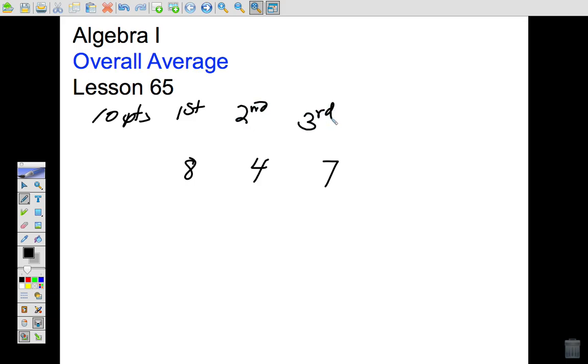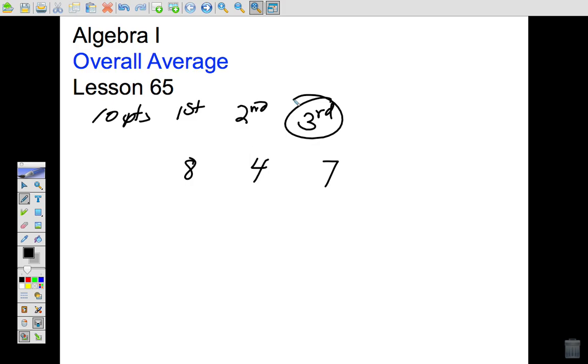Now, maybe the teacher wants that third test to count more. And he or she may have their reasons for that. Maybe they want that third test to count more because it was more important material, what they feel. Or maybe you spent more time on it. Maybe you spent half the quarter preparing for that third test, and the teacher wants that to be weighted more. Well, here's how we would do this.